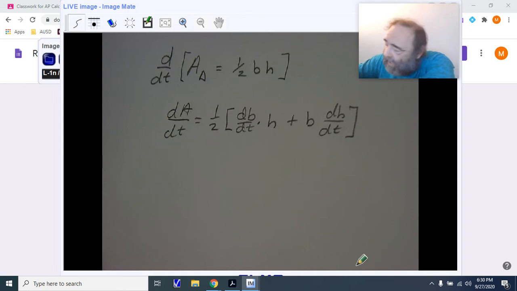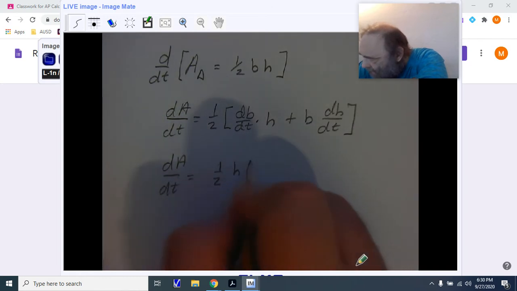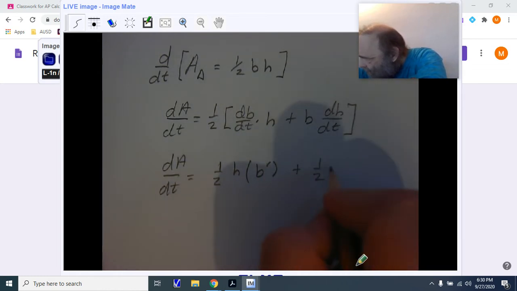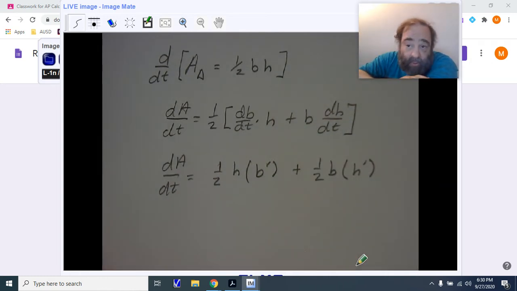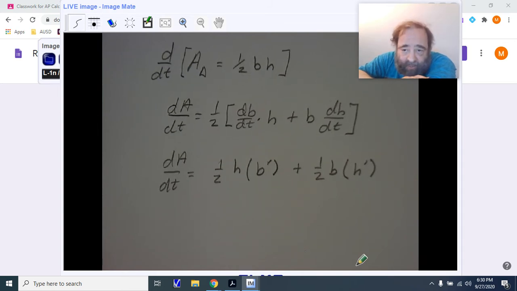And we now have two related rates that are changing the area in terms of time. There's the 1/2 height times b prime and the 1/2 base times h prime. So two distinctly different derivatives that are affecting the area of this triangle. Now, all related rates is having bits of information about certain situations, and then finding whatever's missing.